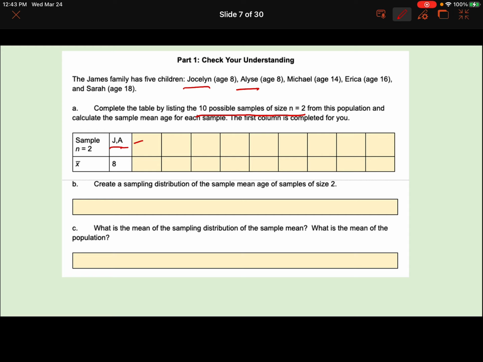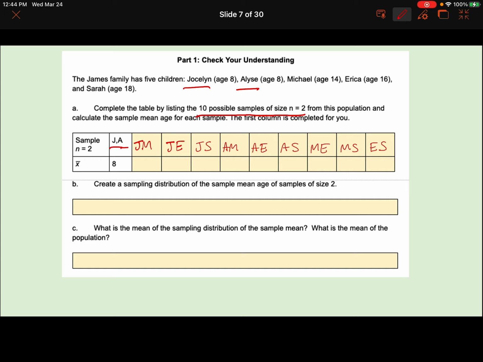Okay, so I'm going to list out my other possible samples. I could have Jocelyn and Michael, Jocelyn and Erica, or Jocelyn and Sarah. And then that's it for my Jocelyns. For Elise, I could have Elise and Michael, Elise and Erica, Elise and Sarah, and that's it for her. I could have Michael and Erica, Michael and Sarah, or Erica and Sarah. For each of these, I have to calculate the mean from the sample.